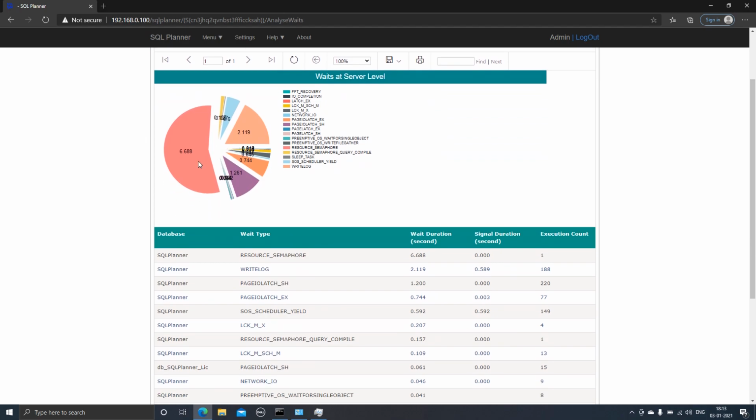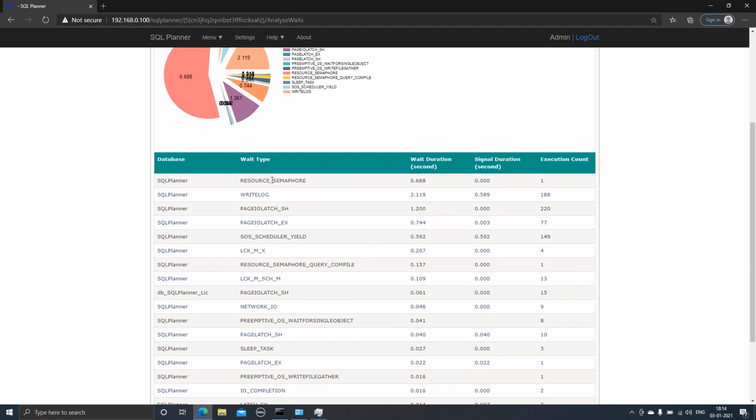the top level report wherein we can see that resource semaphore had the highest amount of waits of 6.6 seconds. The second highest was write log wait types. And we can see the details, wait types of each database wise, and the duration in seconds. Please note that this is in seconds, not in milliseconds. Execution count is the number of times a SQL query was found that was attributed to write log wait types under this database for a duration of this many seconds.